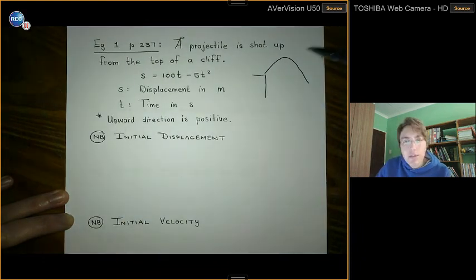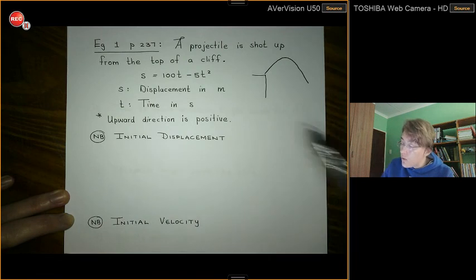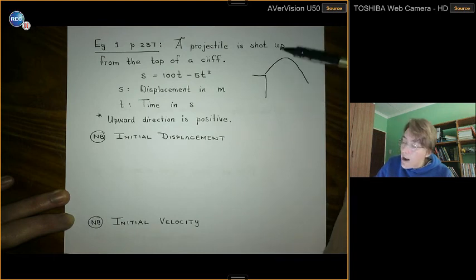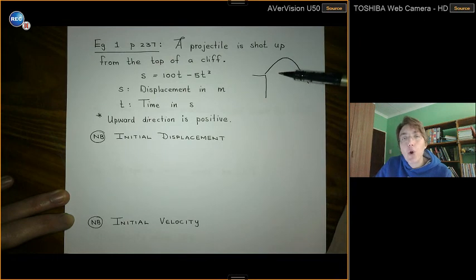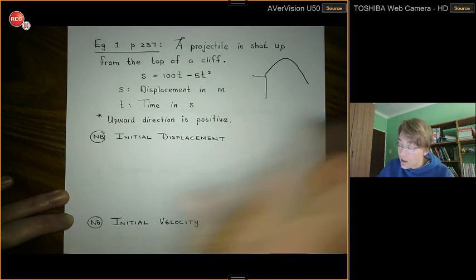So just for the physical sciences people, don't complicate these problems. In mathematics, they're trying to keep it as simple as possible. Because the upward direction is positive, this does not refer to the full displacement. It just refers to the up-down displacement. In other words, how high above the cliff it goes, that's going to be my positive displacement, or how far below the cliff it goes, that's going to be my negative displacement. That's pretty much all it indicates. So we are indicating pretty much height here when it comes to S.